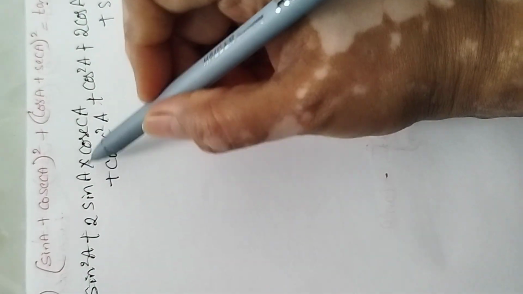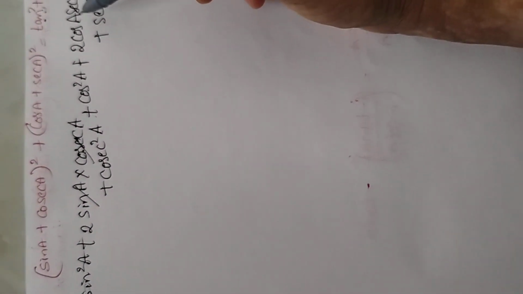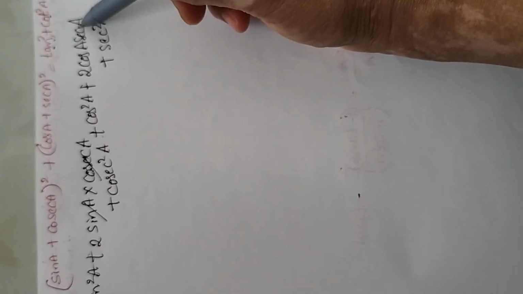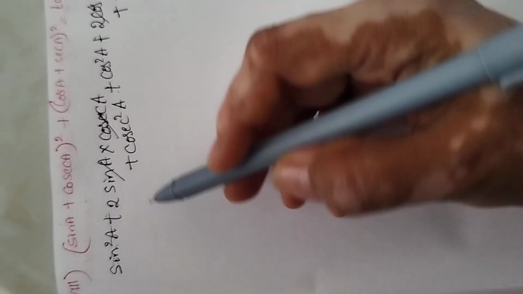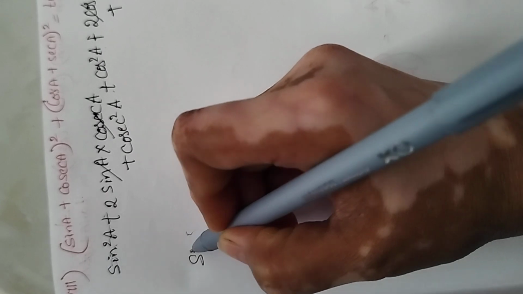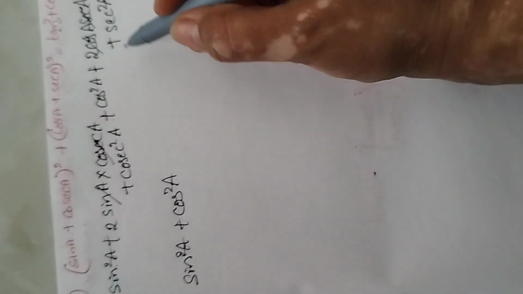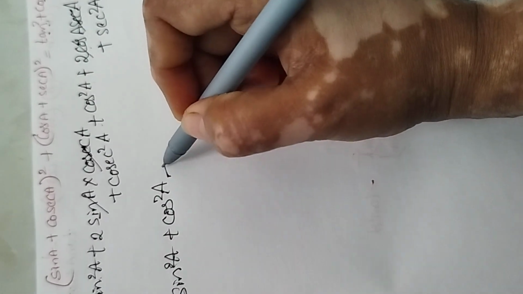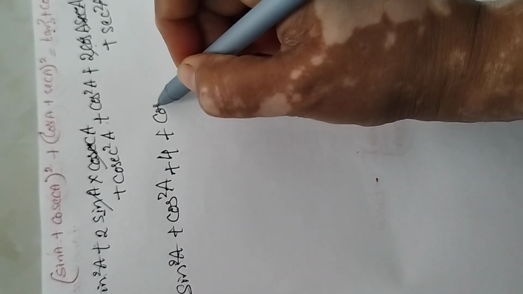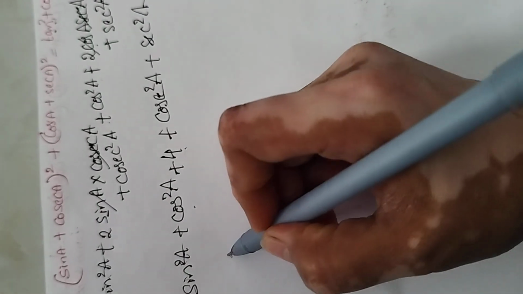We know that cosecant a means 1 by sin a, so these both will get cancelled. Cos a and secant a are reciprocal to each other, so they will get cancelled. Sin square a plus cos square a equals 1. You can write the next step if you want. Just clubbing: 1, and here 2 plus 2, 4. The remaining you write as it is. This is 1 plus 4, 5.